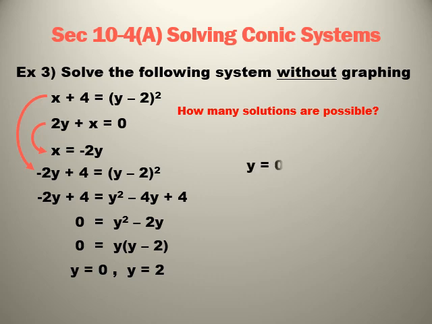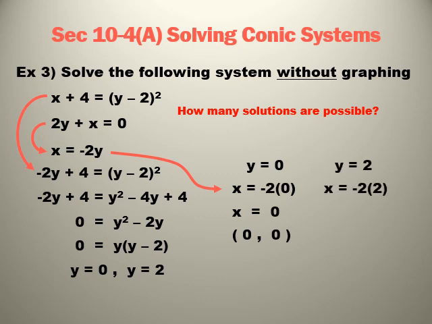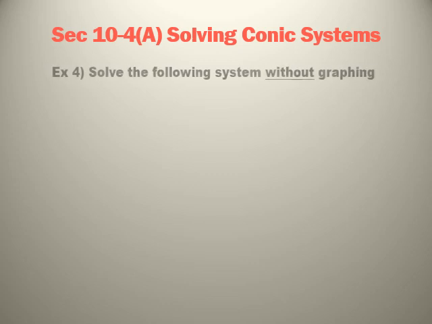And now I just take those and plug them in to the equation solved for x up above. So I get one solution is (0, 0). Then when I put y equals 2 into the other equation, I get a -4. So we get (-4, 2) and (0, 0).